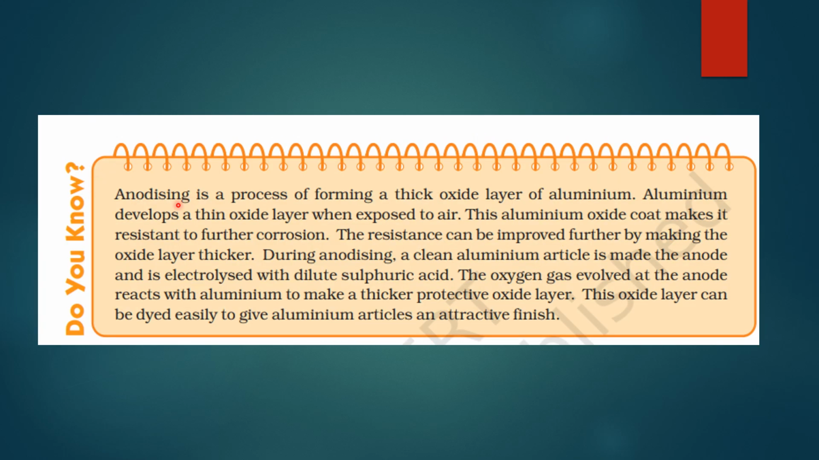Next comes the concept of anodizing. It is the process of forming a thick oxide layer on aluminium. Aluminium develops a thin oxide layer when exposed to air. This aluminium oxide coating makes it resistant to further corrosion. Resistance can be improved by making the oxide layer even thicker. In anodizing, a clean aluminium article is made the anode and is electrolyzed with dilute sulfuric acid. Oxygen gas evolves at the anode, which reacts with aluminium to give a thick protective oxide layer. This oxide layer can be dyed easily to give aluminium articles an attractive finish.